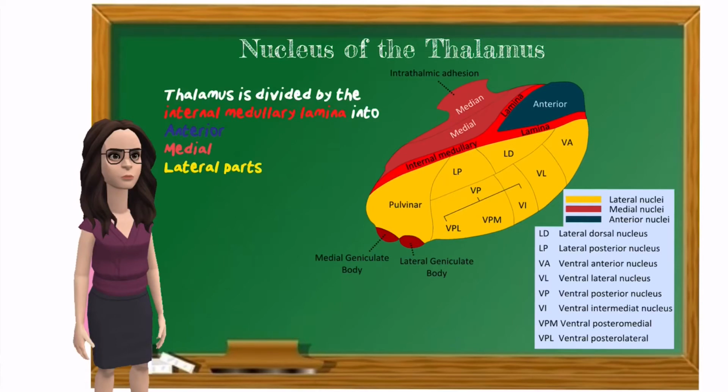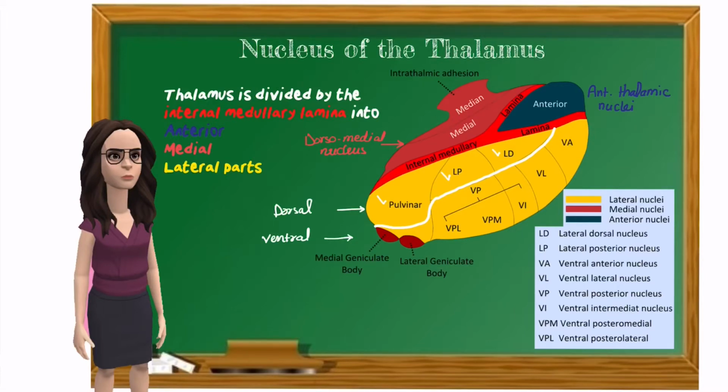The thalamus is divided by the internal medullary lamina into anterior, medial, and lateral parts. The anterior part contains the anterior thalamic nuclei, while the medial part contains the dorsomedial nucleus. The nuclei of the lateral part are divided into the dorsal tier and the ventral tier. The dorsal tier includes the lateral dorsal nucleus, lateral posterior nucleus, and the pulvinar.